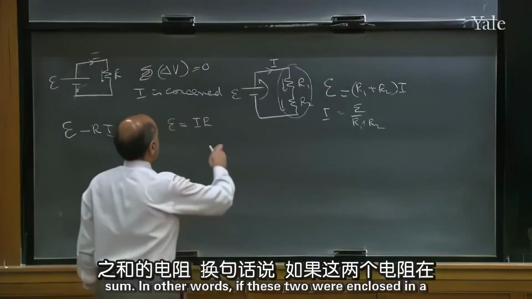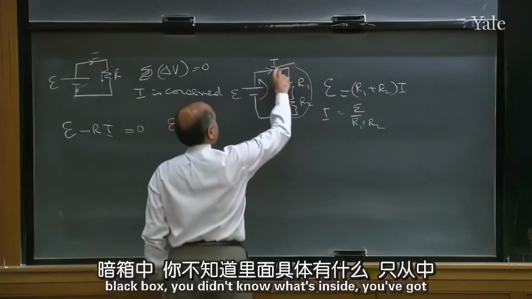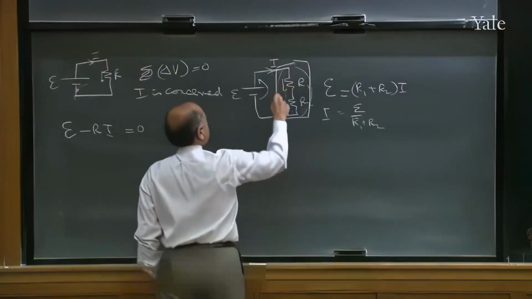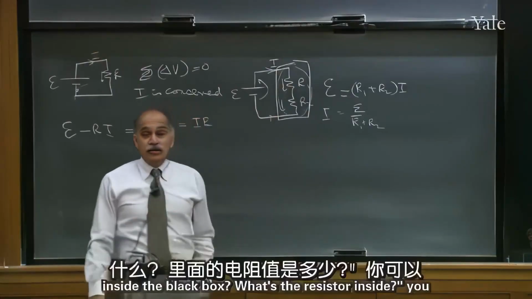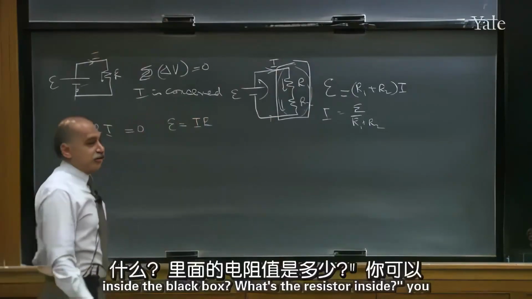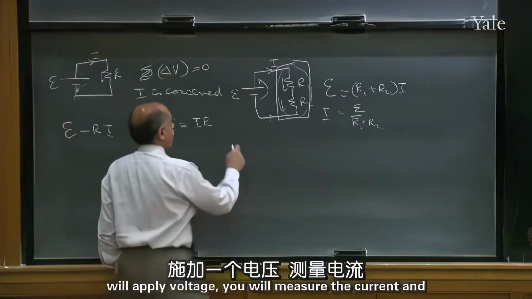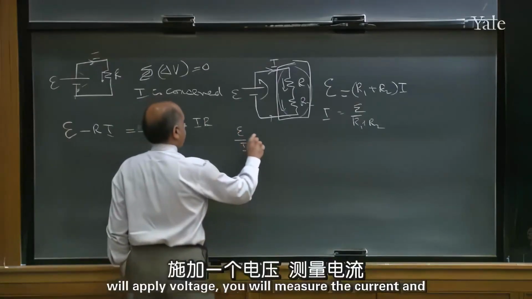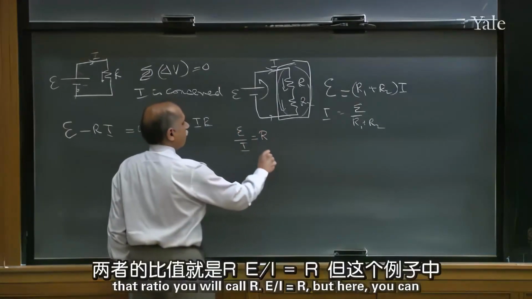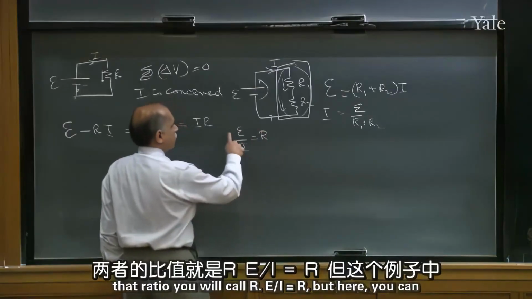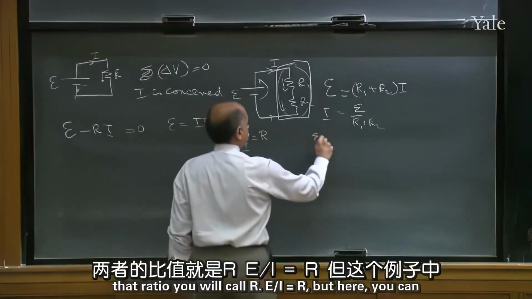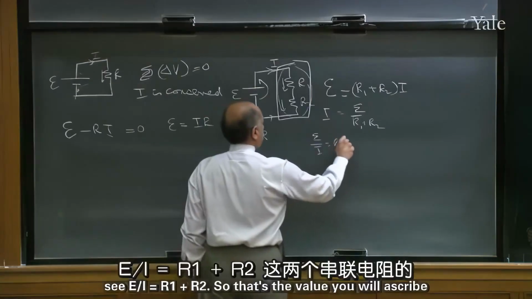In other words, if these two were enclosed in a black box, you didn't know what's inside, got two leads coming out, and someone says, hey, what's the resistor inside the black box? You will apply voltage, you will measure the current, and that ratio you will call R. E over I would be R, but here you can see E over I is R1 plus R2.